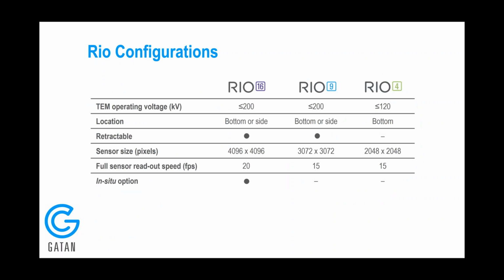Like I said, Rio has different flavors. Rio 16 is a 4K by 4K camera, which can be mounted on the bottom or side port of the microscope, and it does have an in situ option. Rio 9 is a 3K by 3K camera, both for bottom and side mounts, with no in situ option, and Rio 4 is a 2K by 2K camera only for the bottom port. So depending on your application and the type of work that you do on your microscope, you can decide which one of these configurations works best for you.